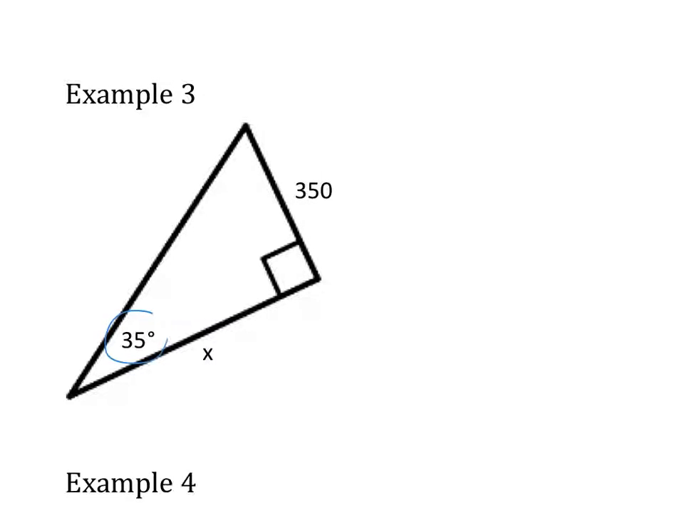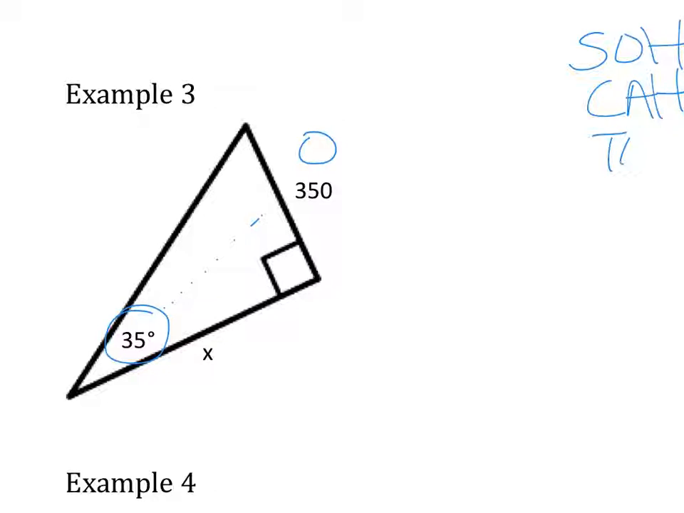My anchor point is 35 degrees. So I look, and across from that angle is my opposite. So 350 is my opposite. So when I do my SOHCAHTOA, if there's no O, it's got to go. Okay, so no CAH, can't do CAH. Then I look, x is not across from the 90, it's right next to my anchor point, so that's adjacent.